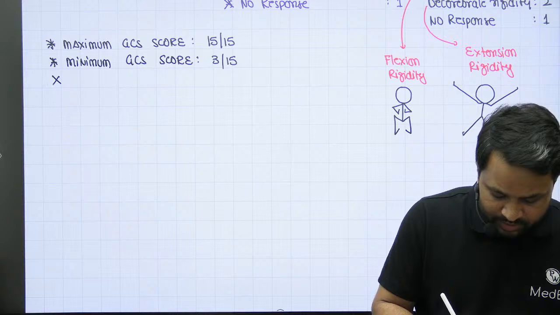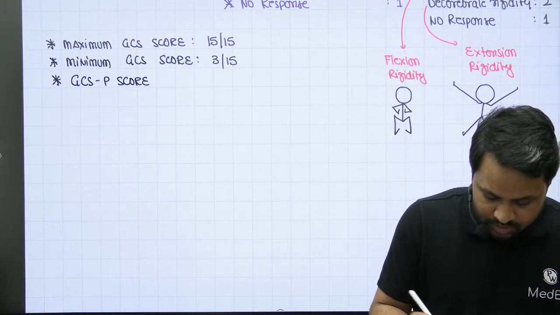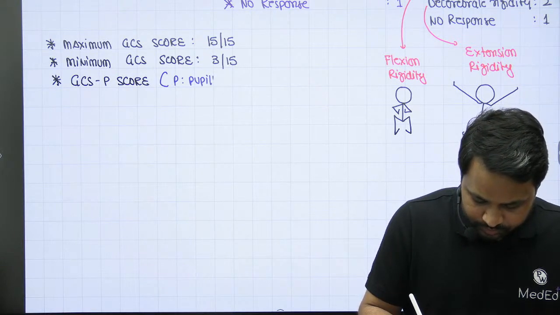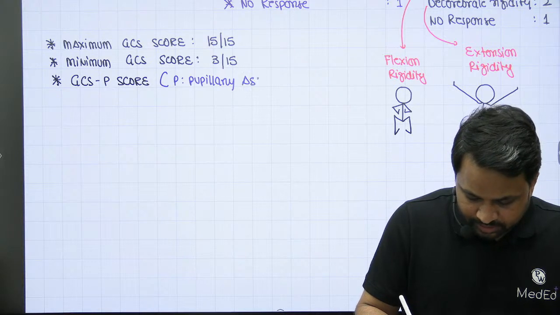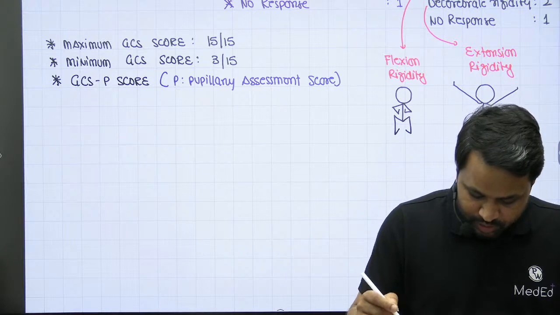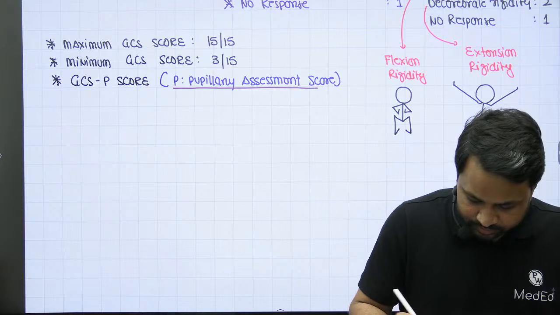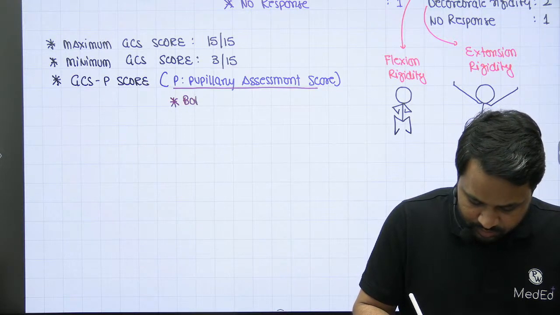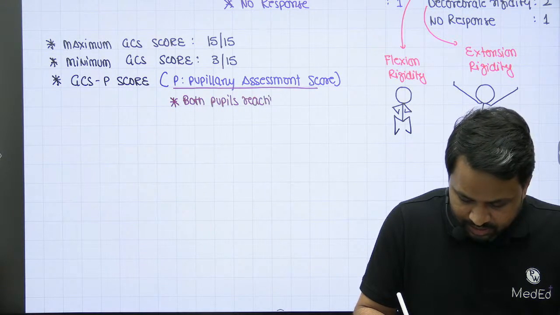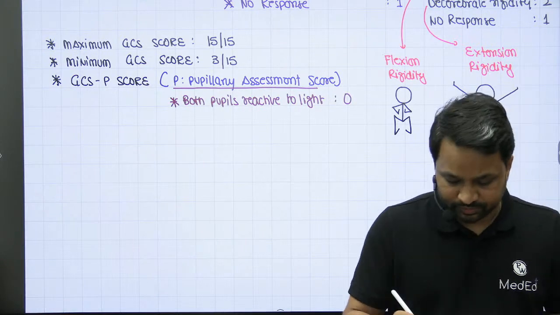Now, this is a good time where you say there's a new score called the GCS-P score. So now GCS-P score, P is your pupillary assessment score. So now pupillary assessment score, if both the pupils are reactive to light, a score of 0 is given.